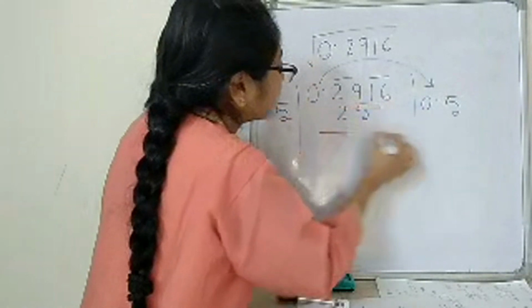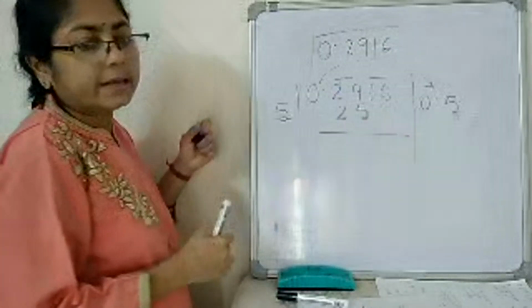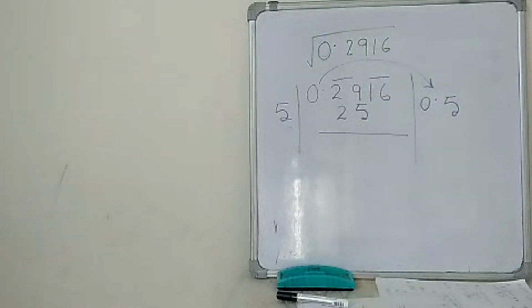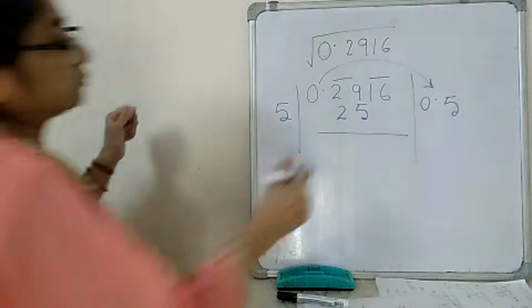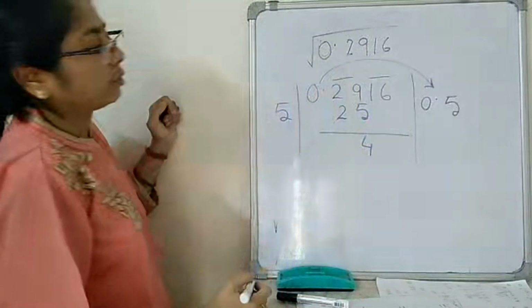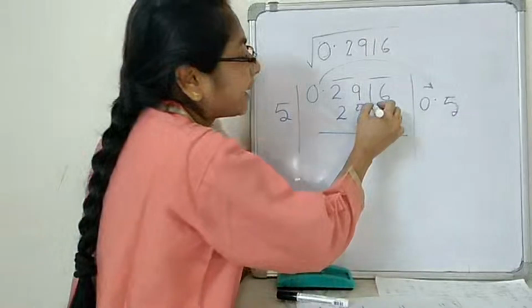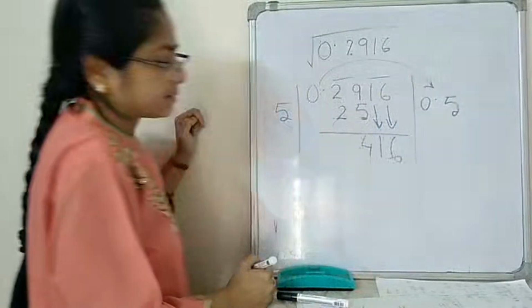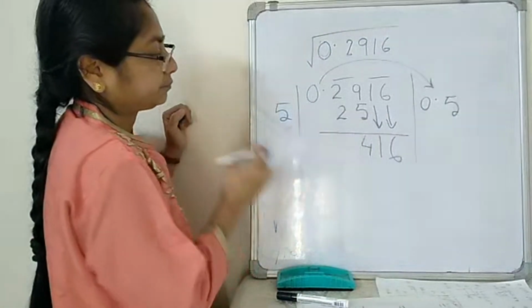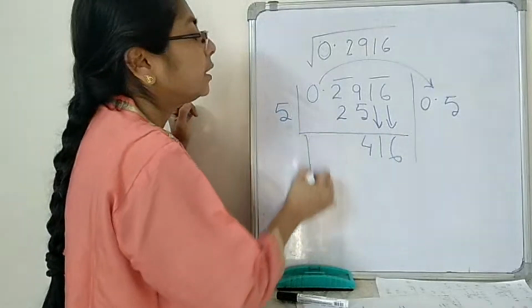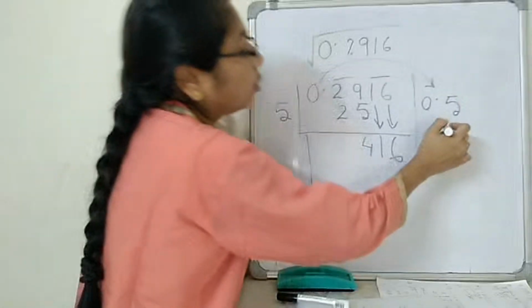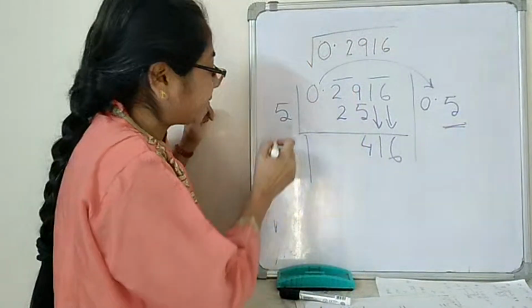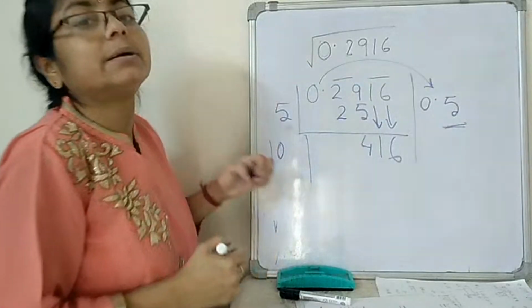Okay. Now subtract. 29 minus 25 is 4. Then what is the second step? I bring down the 2 digits. It is 1 and 6. Clear? Clear, everybody? Now what is the next number? We should write 5 doubled. 5 doubled means 10. Now what is the next step?